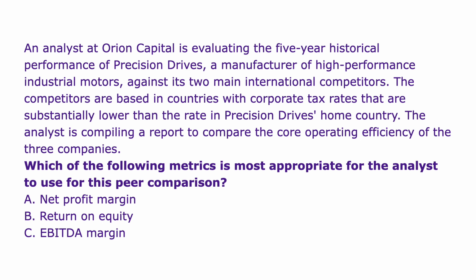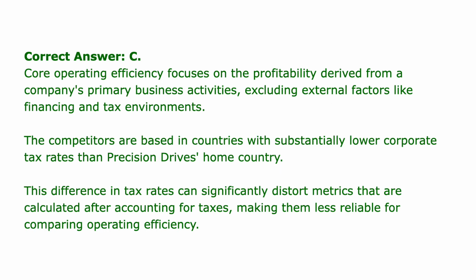A. Net profit margin. B. Return on equity. C. EBITDA margin. Correct answer, C. Operating efficiency focus. Profitability from primary business activities, excluding external factors like financing and tax environments. Competitors benefit from substantially lower corporate tax rates in their home countries. Tax rate differences distort post-tax metrics, making them unreliable for comparing operating efficiency.